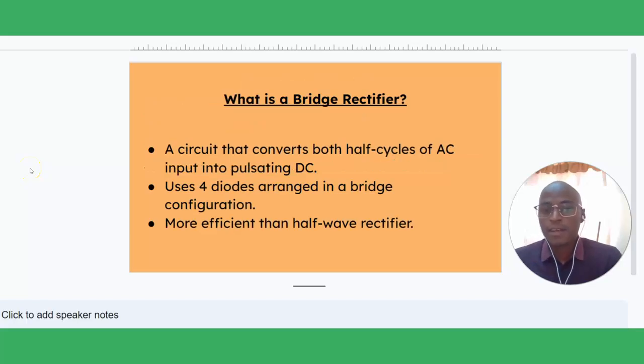So a bridge rectifier is a circuit that converts both half cycles of an AC input into pulsating DC. It uses 4 diodes arranged in a bridge configuration, and also it is more efficient compared to a half-wave rectifier.